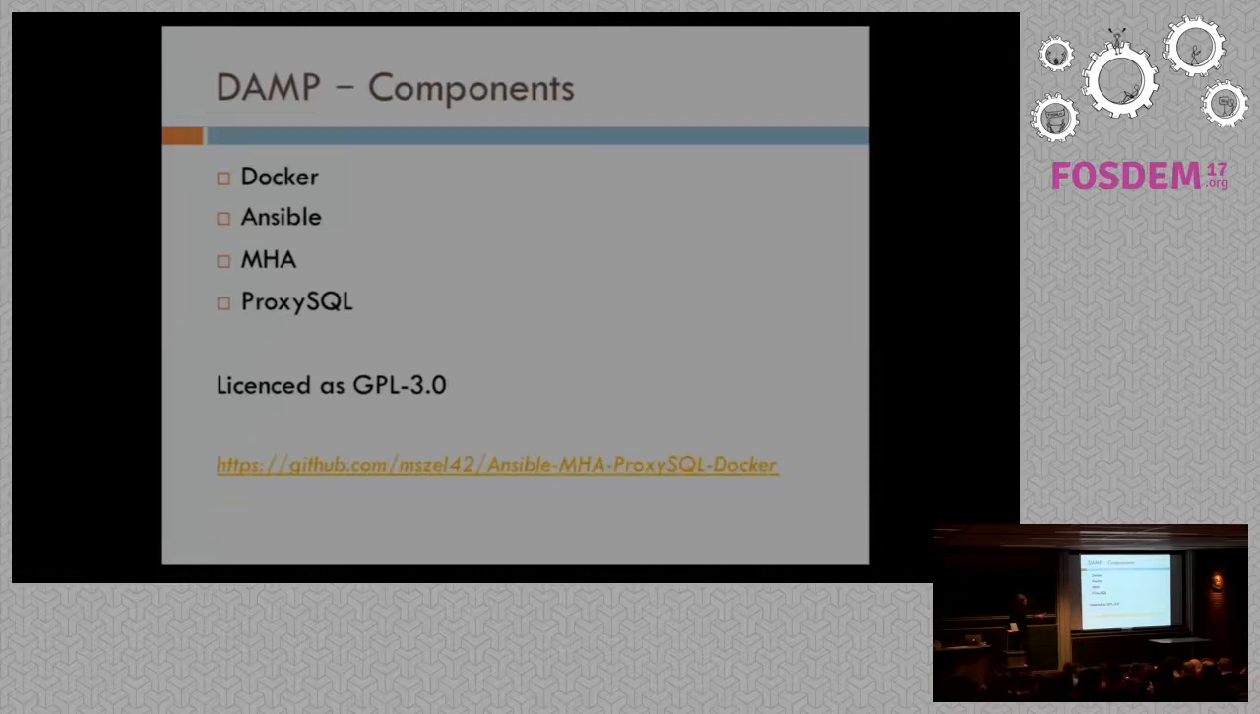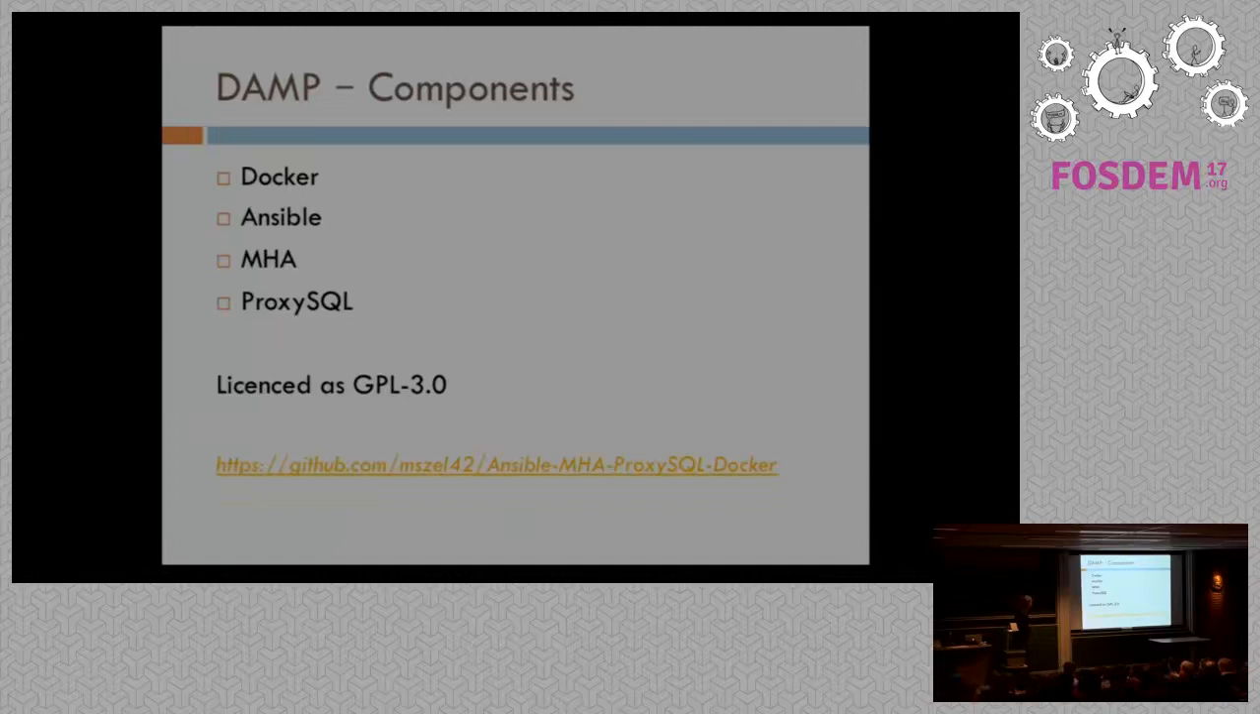It's built on Docker, Ansible, MHA and ProxySQL, and is licensed under GPL 3. The important part is that the Ansible playbook is an excerpt from a production setup where we use it with MHA. So this is enterprise-grade code. You can take it and implement it in your own environment, and you can forget about Docker, of course.